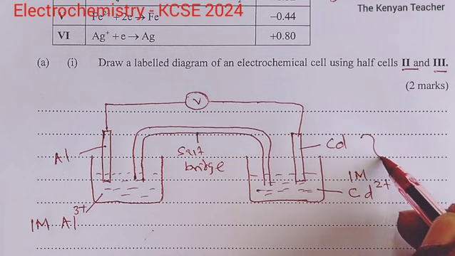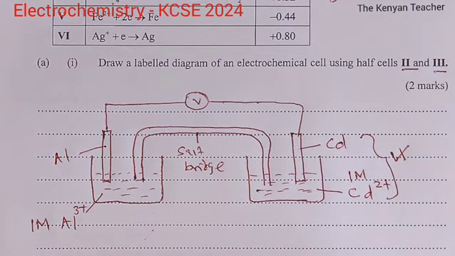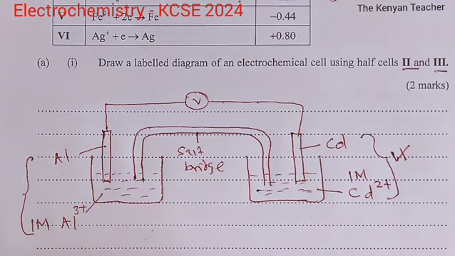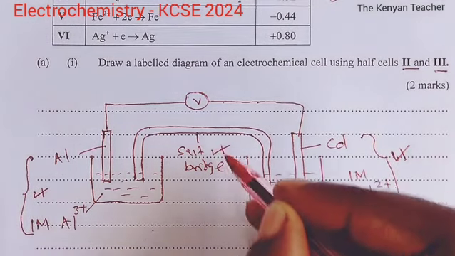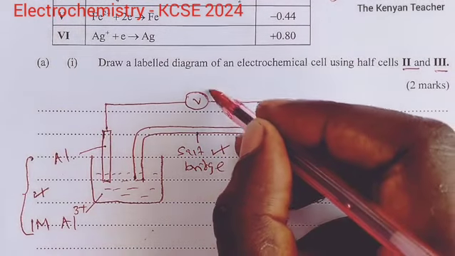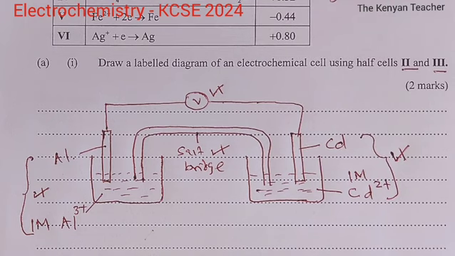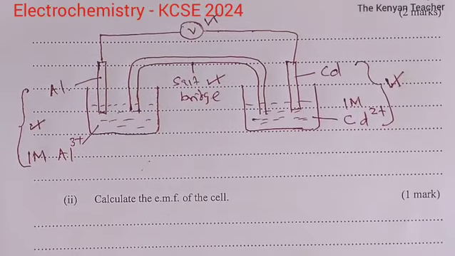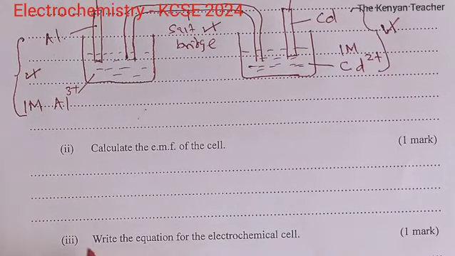So the electrode and the electrolyte, correctly drawn, the first half mark. For the half cell on the left, the same, electrode together with its correct electrolyte, half mark. Salt bridge, half mark labeled, and the voltmeter, another half. Total 2 marks. For Roman 2, the examiner expected us to calculate the EMF, the electromotive force of our cell.